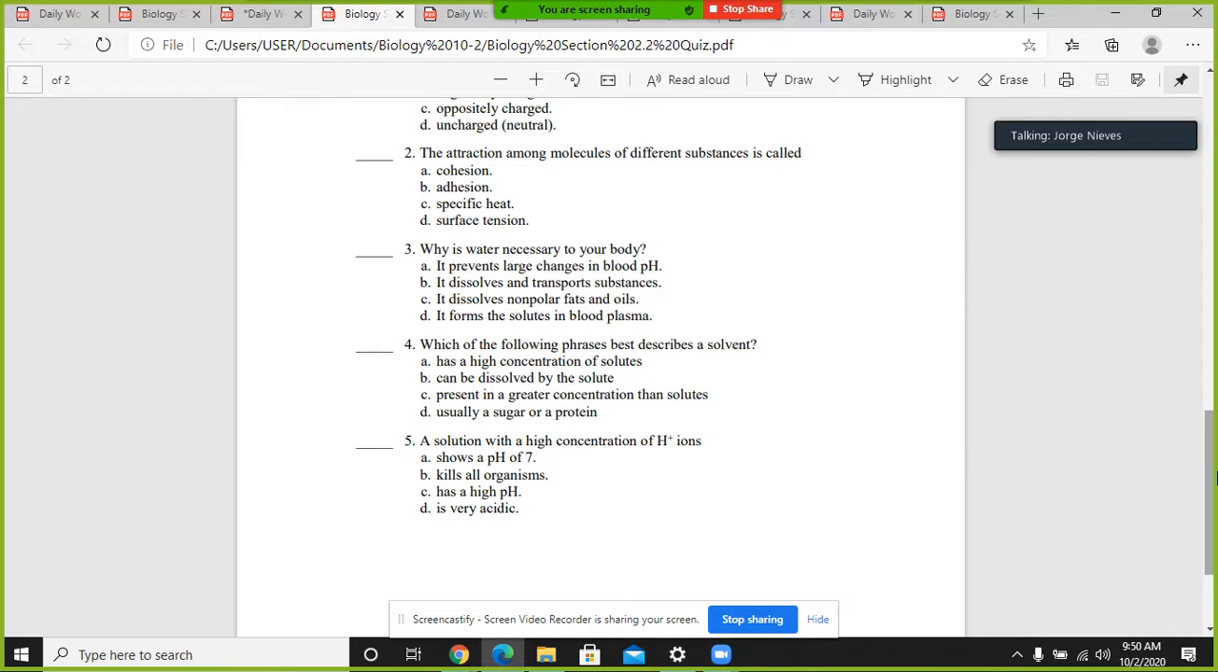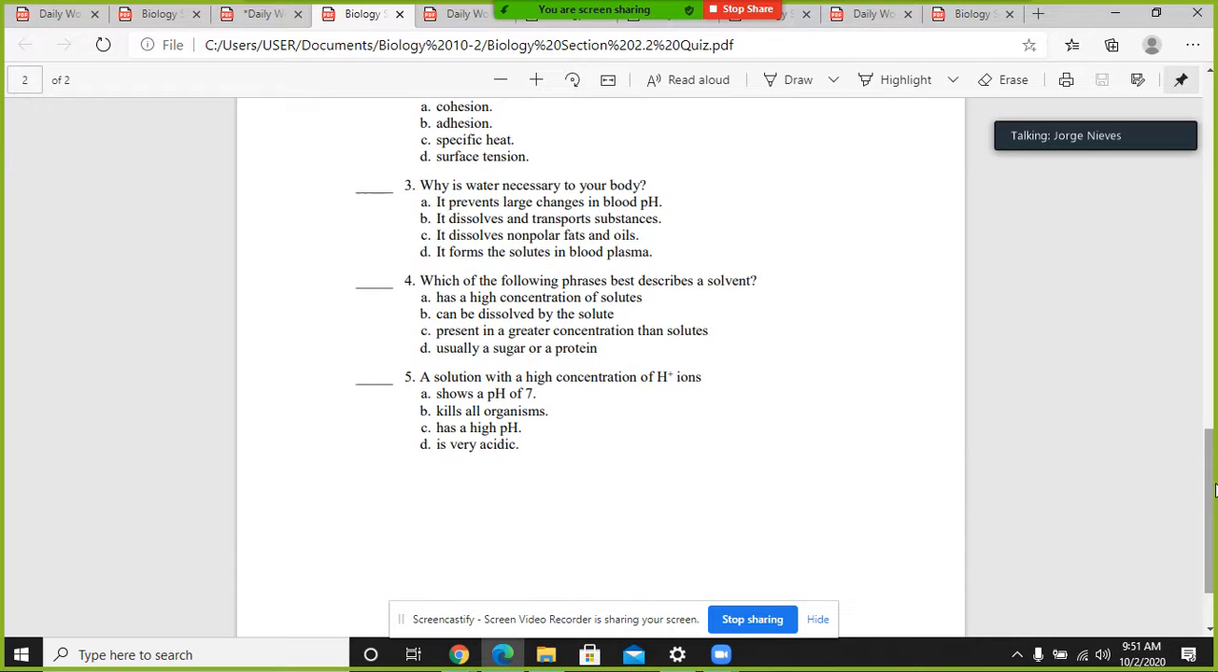Which of the following phrases best describe a solvent? In that case, the answer is C, because it's present in greater concentration than solute. We saw that in the discussion of the daily work, because the solvent is present in greater concentration, so it can dissolve the solute. So the solvent, students, is always going to be present in greater concentration than solute. We're going to have more of the solvent, so it can dissolve the solutes, ¿verdad? Sea cualquier soluto.